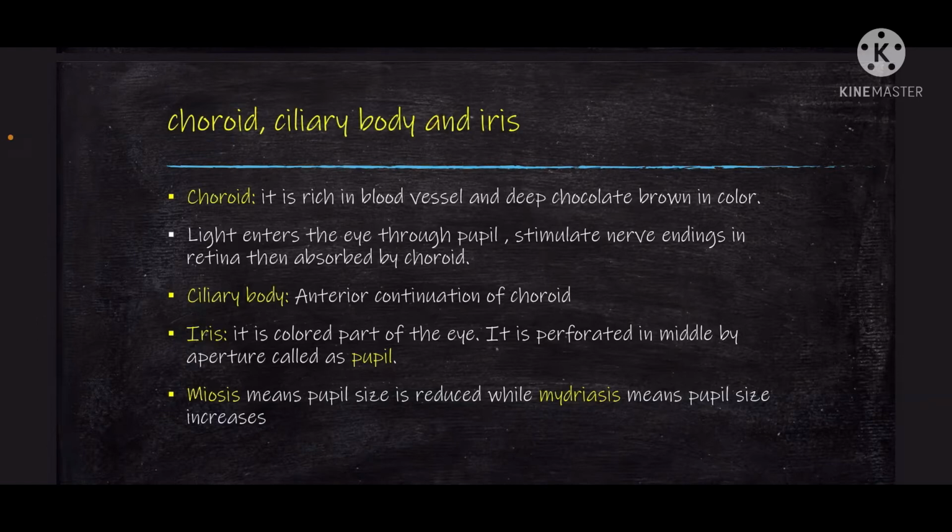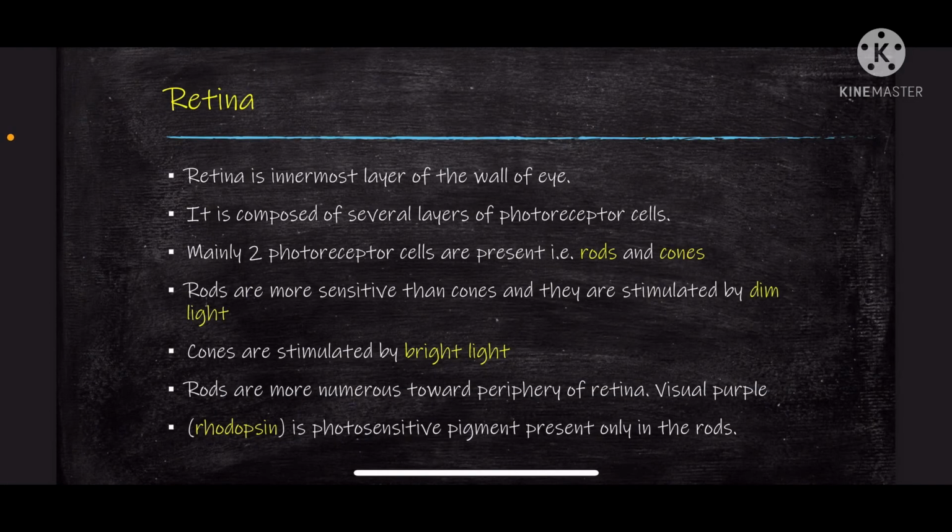Regarding the pupil, there are two important terms: miosis and mydriasis. Miosis means pupil size is reduced, while mydriasis means pupil size is increased. Increase in the pupil size, mydriasis; decrease in the pupil size, miosis. Both these terms are associated with the pupil. And what is the pupil? The perforated region with the aperture in the iris is called the pupil. Iris is the colored part. Retina is the innermost layer of the eye.